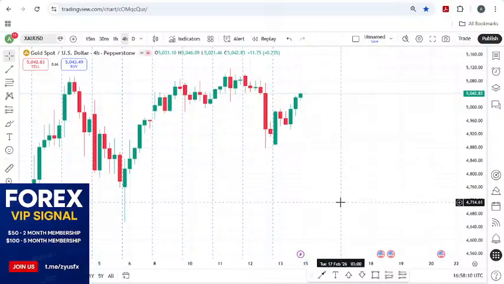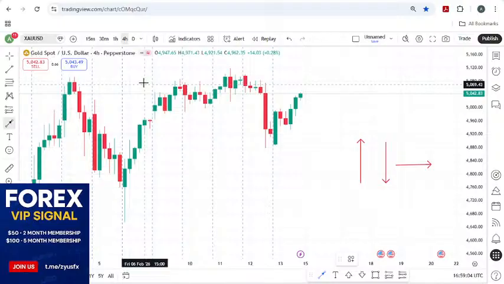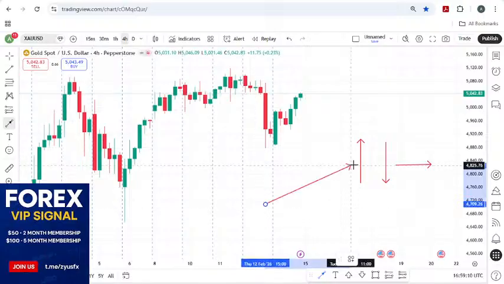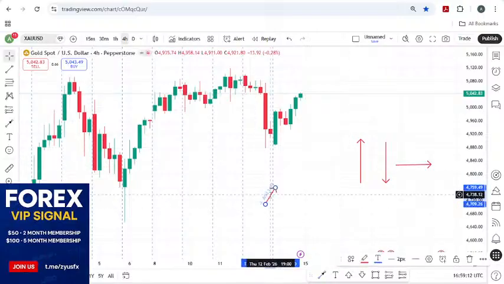So let's continue the analysis. We are currently on gold. The first thing we do, remember, you can identify that we are on the 4-hour time frame. So we identify that the trend is bullish. The overall trend of the market is bullish.